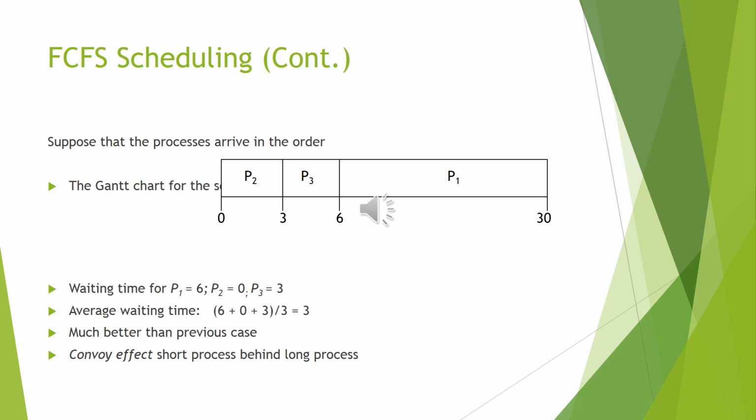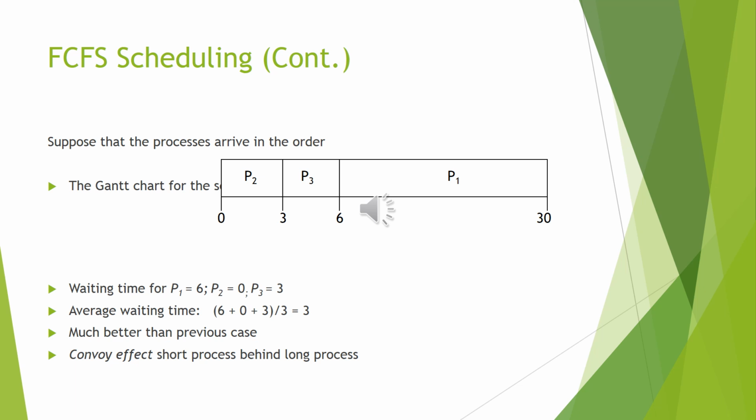Then process 3 now enters. When process 3 enters, the burst time of process 3 is 3 also. That is why 3 plus 3 will give you 6. But process 3 waits for 3 seconds before it executes.